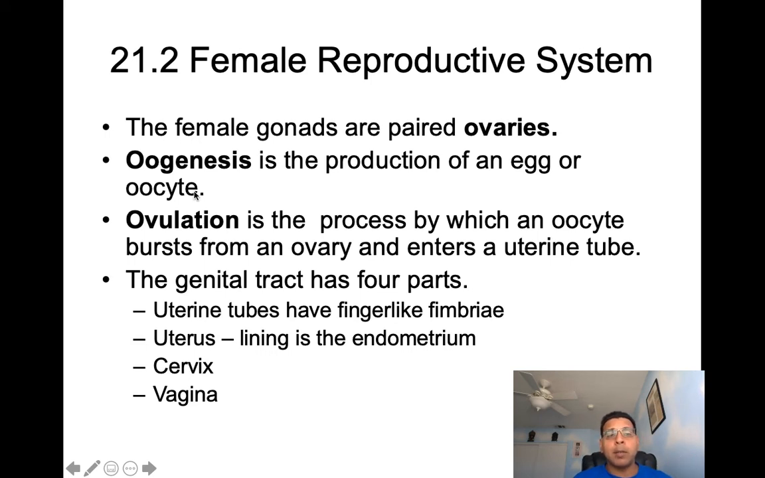Now, here's another term I'd like you to know about. This is ovulation. Ovulation, we'll see, is going to be the process by which an oocyte is going to burst from an ovary. It bursts from the ovary, and it's going to enter into the uterine tubes, the fallopian tubes, or the oviducts, we can also refer to them as. Now, when we talk about the genital tract, here we'll see it has 4 different parts. You're going to have the uterine tubes, the uterus, the cervix, and the vagina.